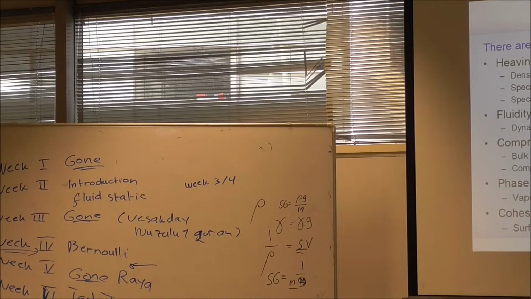It is the ratio of the density of that particular matter to the water at 4 degrees Celsius, because water keeps changing its density. The highest density of water occurs at 4 degrees Celsius. Water anomaly. Remember that?